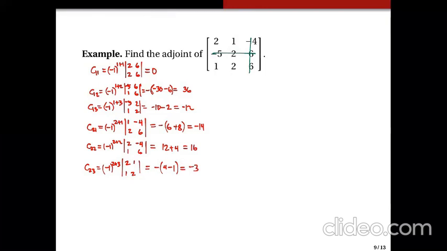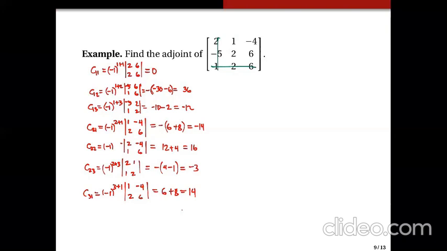Okay, let us continue now to the third row. We have C31. This is equal to negative 1 raised to 3 plus 1, the determinant of the submatrix obtained by removing the third row and first column. So we will have the determinant of 1, negative 4, 2, 6. Negative 1 raised to 3 plus 1 is positive 1. So below here we have 6 minus negative 8, so plus 8. This is equal to 14.